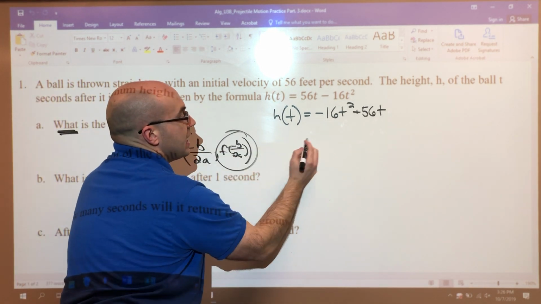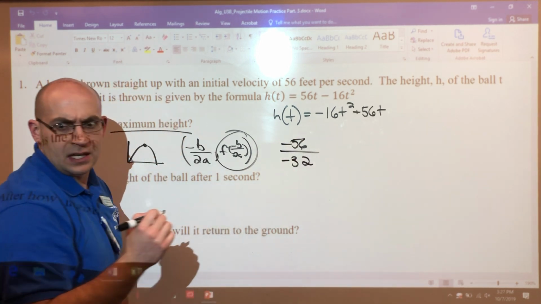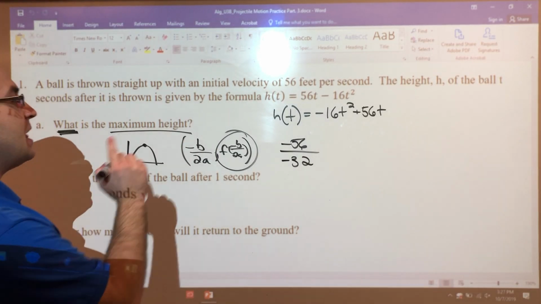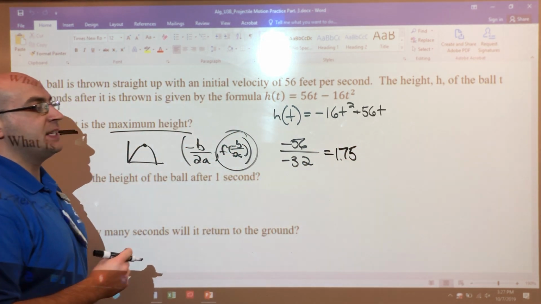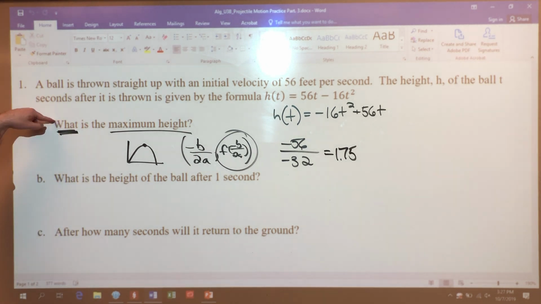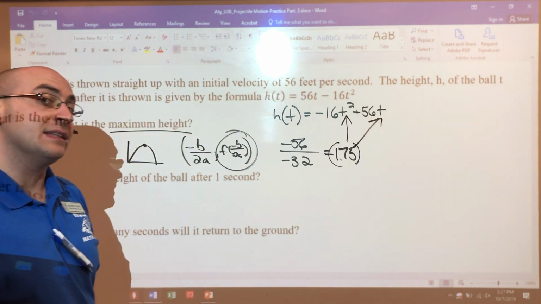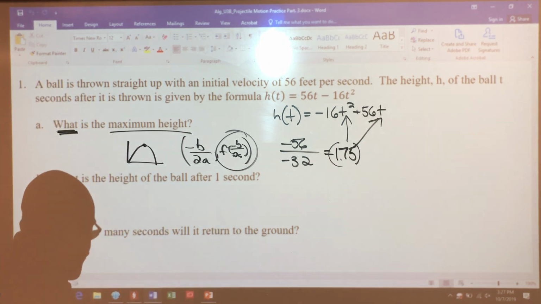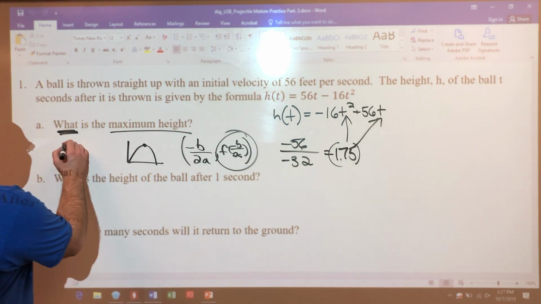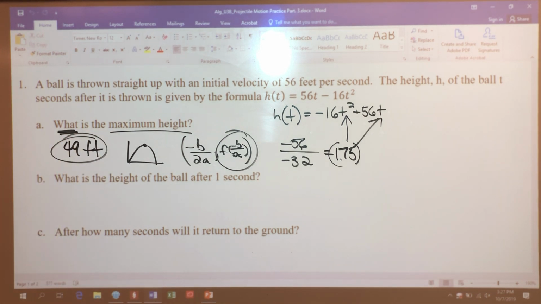So negative b is negative 56, divided by 2 times a, which is negative 32, and that's going to give you 1.75, and that represents the when. It takes 1.75 seconds to reach the max height, but because I want the what, I'm going to substitute 1.75 back into both t values and solve. Please remember that when you put this back in here, you have to square it before multiplying by 16. The answer is 49 feet. Okay, that's the maximum height of this ball that's thrown straight from the ground up, which is bizarre.